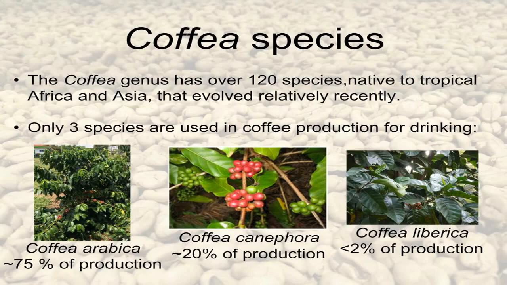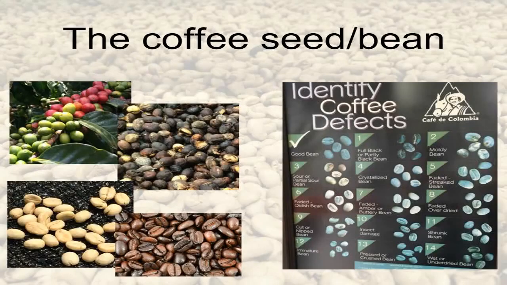Then the second highest production would be from Coffea canephora, which you can see here in the middle. And it accounts for about 20% of production. And it's thought to not taste quite as nice, and it's more frequently used for things like instant coffee. And there's also a very small amount of Coffea liberica that is used for coffee production to drink. So that accounts for less than 2% of production.